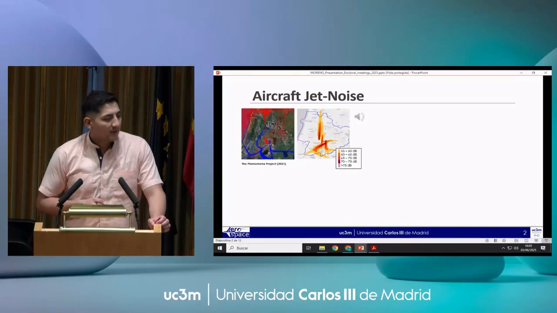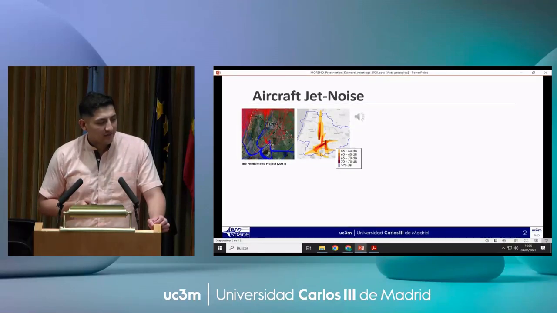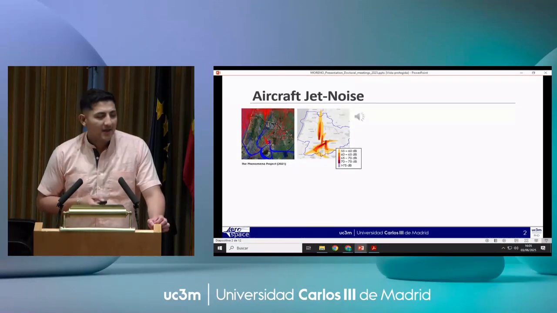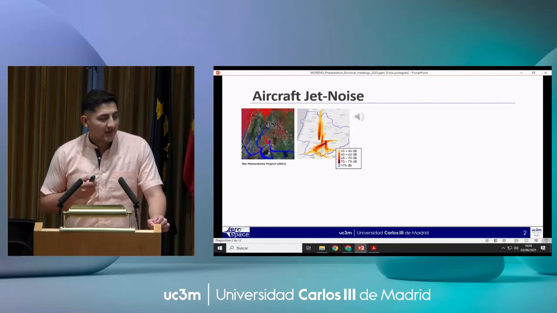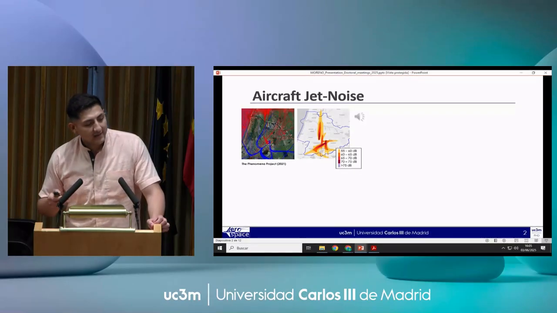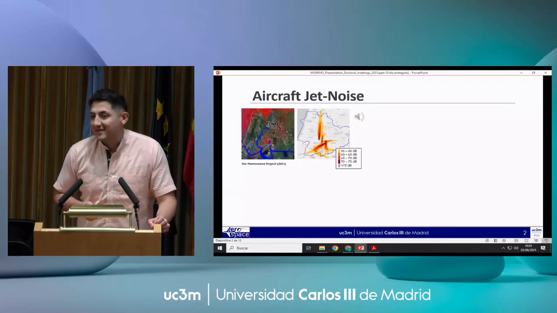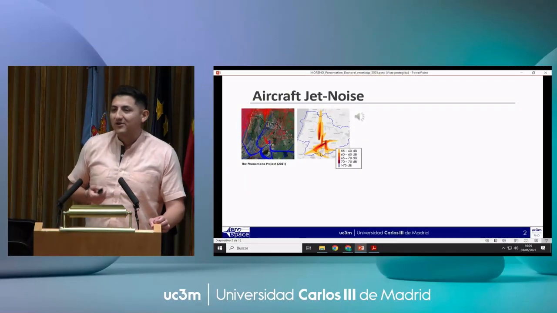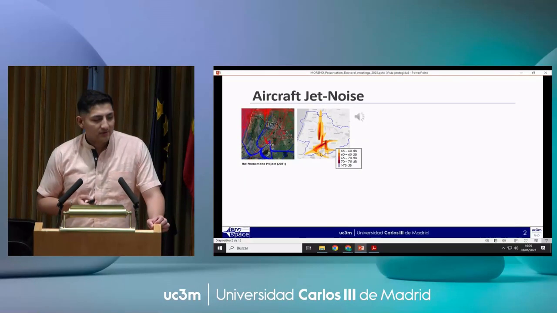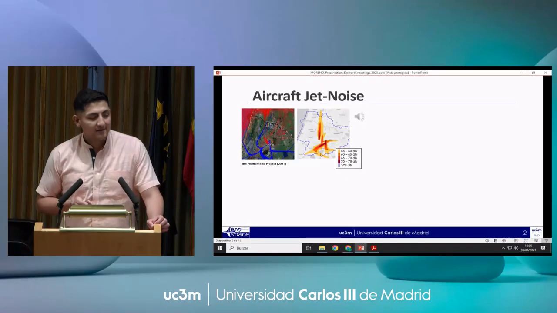So let me start with the motivation behind this work. To frame this problem, I'm going to use the aircraft traffic map of Amsterdam City. As you can see, the blue lines and red lines correspond to arrivals and departures. In the noise emission map on the right, it's clear that takeoffs generate more noise than landings. To give you a clear idea, I'm going to make you hear what a takeoff sounds like.